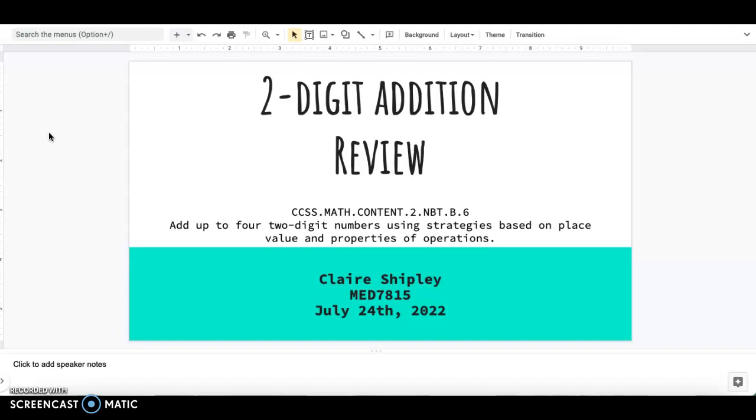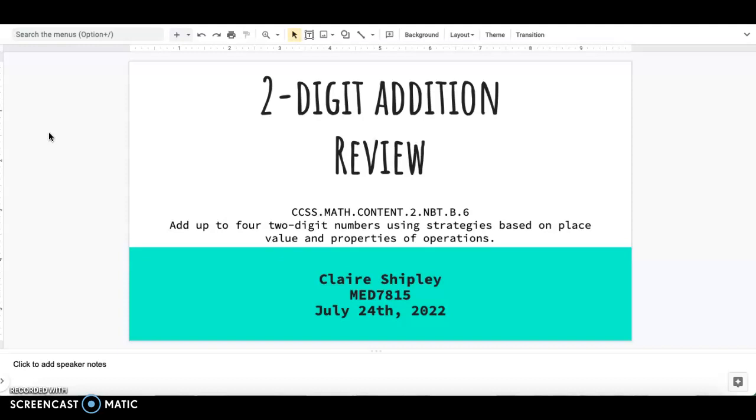And the Common Core state standard that this aligns to is a mathematical content standard in Numbers in Base 10, and it says to add up to 4 2-digit numbers using strategies based on place value and properties of operations.